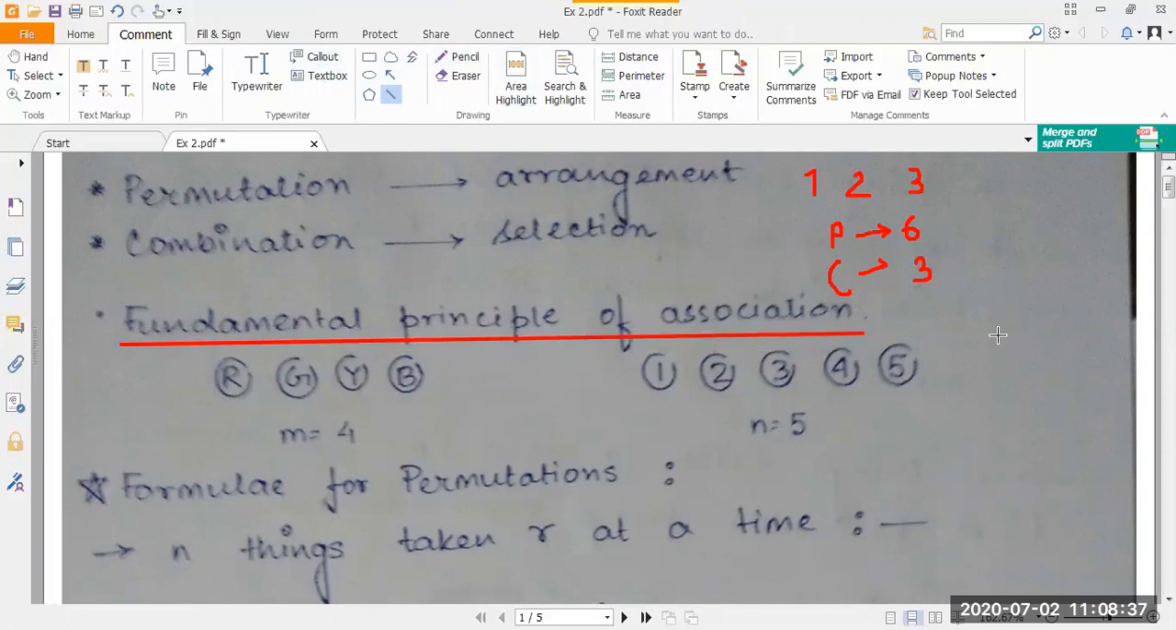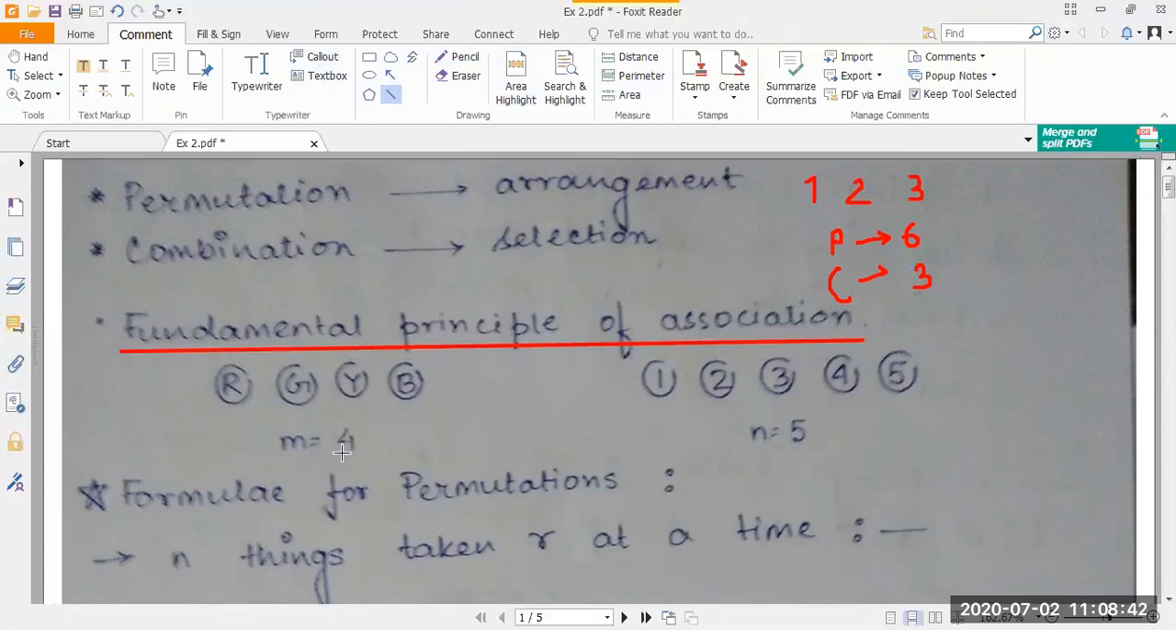Now, the fundamental principle of association states that if an operation can be performed in m ways, and after it has been performed, another second operation can be performed in n ways, then both of the operations can be performed in m cross n ways. So let's say I have 2 types of balls. Some balls are colored and some other balls are labeled. So I have 4 colored balls, namely red, green, yellow, and blue, and 5 labeled balls, labeled 1, 2, 3, 4, and 5.